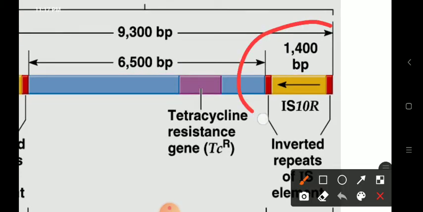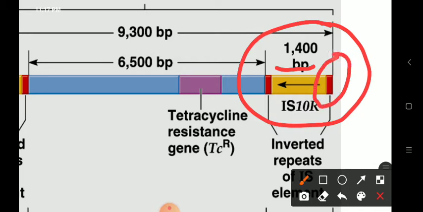Now if you look at either of the two IS elements, the central part, the yellow colored part shown in the center, is the transposase gene, which will code for the protein transposase, and the red colored ends of these IS elements are inverted terminal repeats.